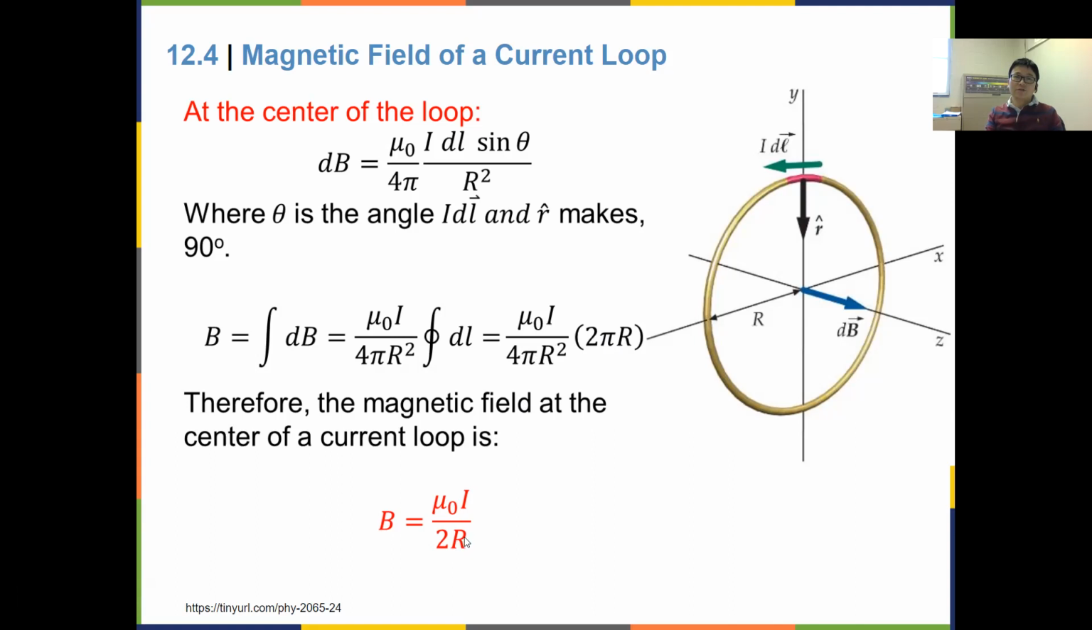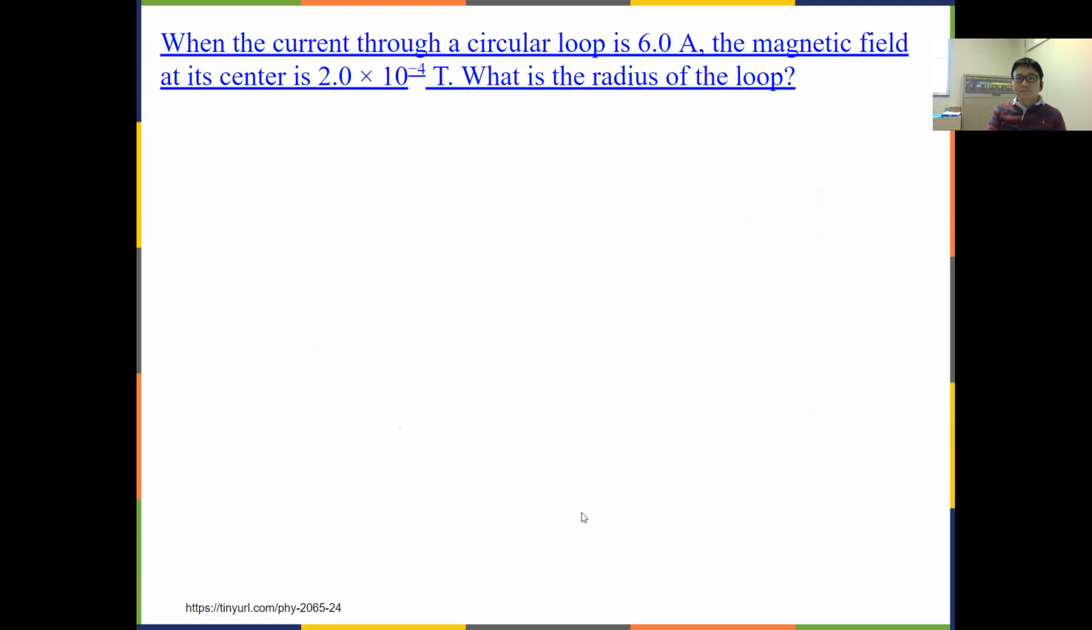This looks similar to the magnetic field produced by a current carrying wire, which is mu naught I divided by 2 pi r. In this case, you don't have the pi, because the integration gets rid of that. All right, so it's mu naught I over 2R.